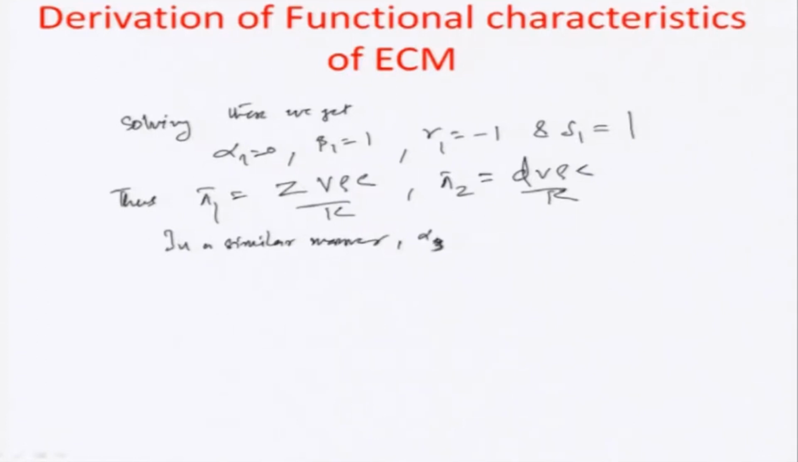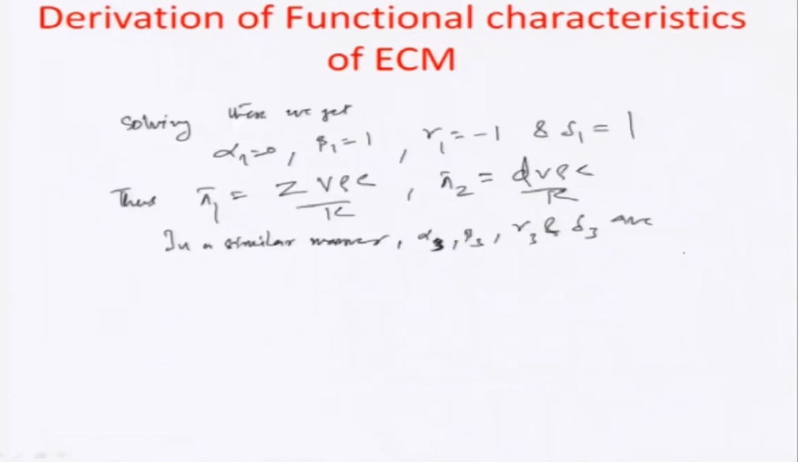alpha 3, beta 3, gamma 3, and delta 3 are found. And pi 3 that way emerges out to be k square theta m by power p times rho c v.